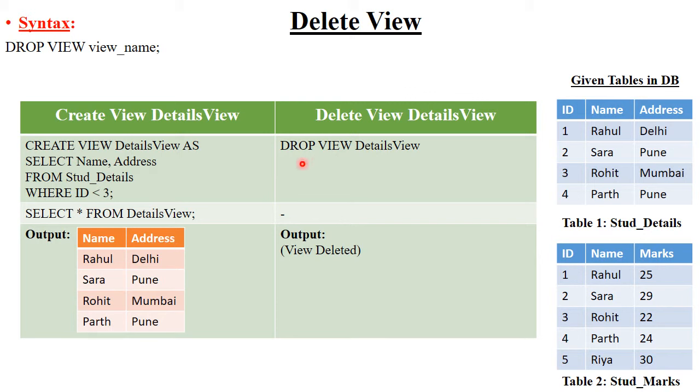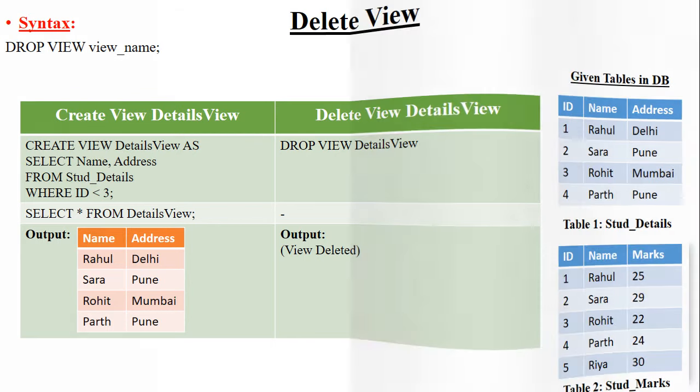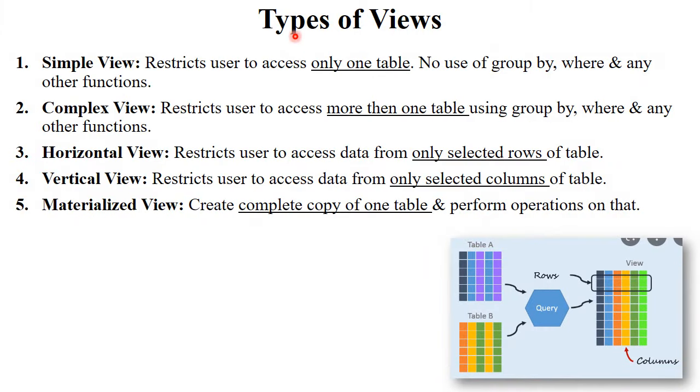How? Directly you can use drop view and view name. So drop view and your view name is details view. Okay. So when you execute this kind of query, your view have deleted, right? So this is called as delete view. So you can create multiple view on single table or multiple table, or you can update the view as per your requirement, or you can delete the view by using drop command. Clear?